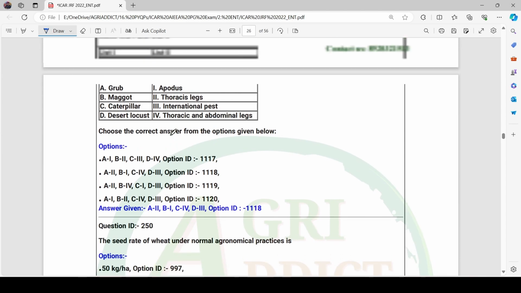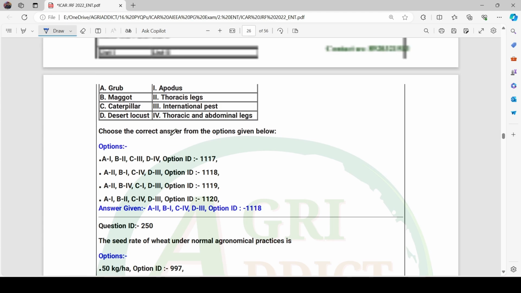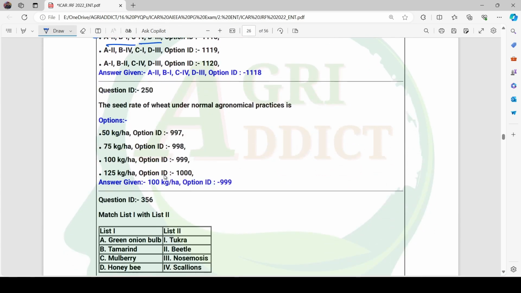Next question, another match the following type question. Here grubs, the coleopteran grubs, have thoracic legs. Then the maggots, the dipteran maggots, are apodous. Caterpillars have thoracic and abdominal legs. And desert locust, Schistocerca gregaria, is an international pest. So option 2 is the correct answer. It's a very simple question of entomology.